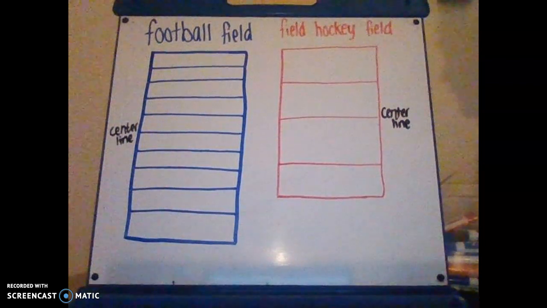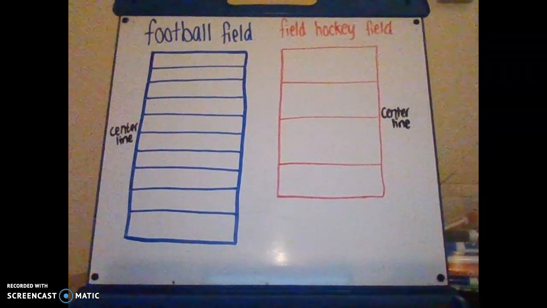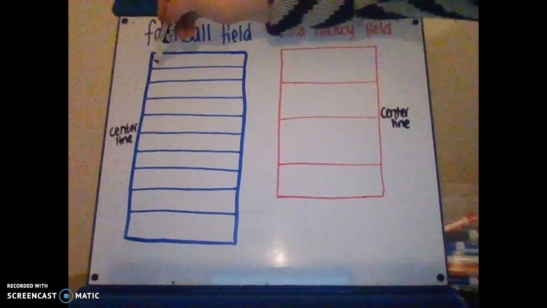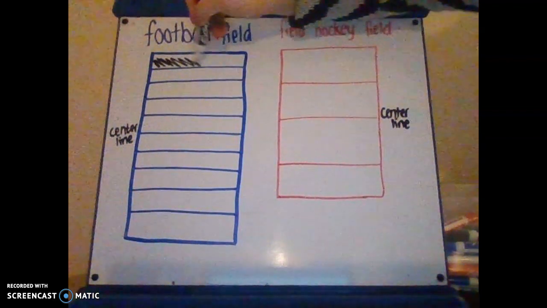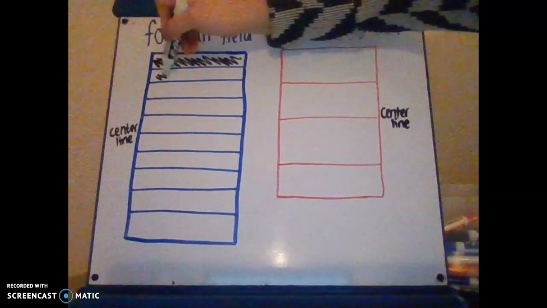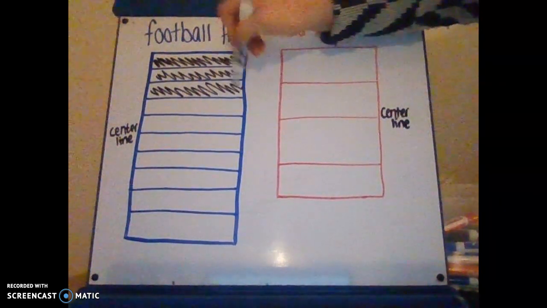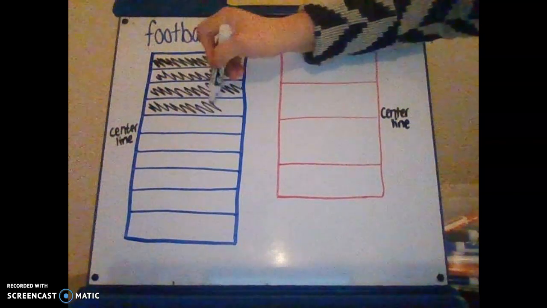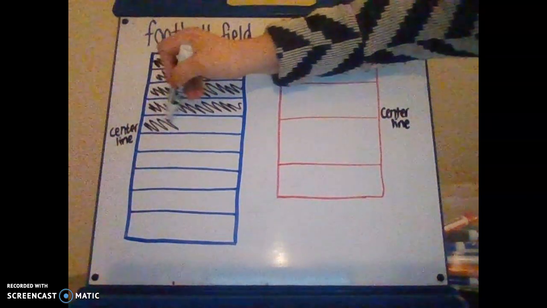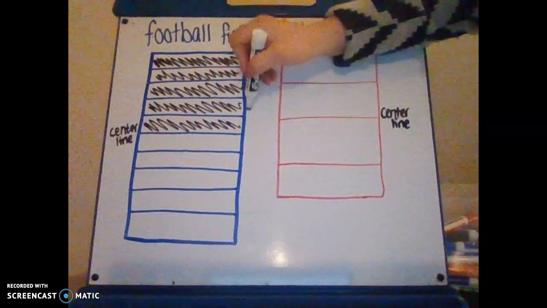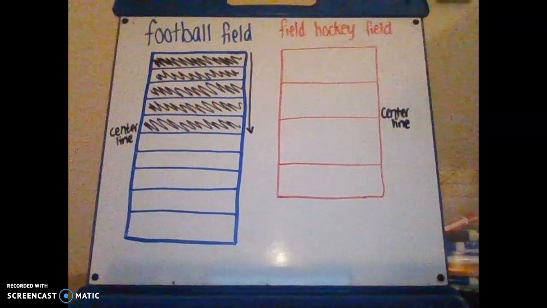I have two athletes, a football athlete and a field hockey athlete, and they both said they ran 1/2 of the field. So 1/2 is at the center line. So the football athlete, she was here, she ran this part, this part, this part, and she ran this part also. So she started off running and she ran all the way down to here.